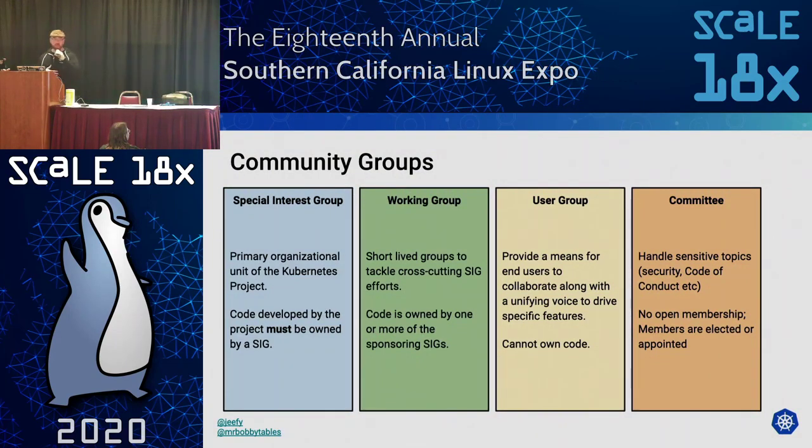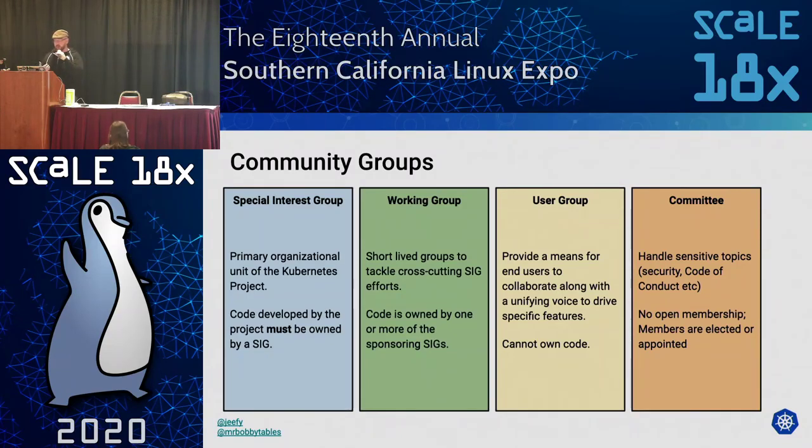So within the Kubernetes project, we have 4 different groups. Special interest groups, SIGs, are the primary org unit used by the project. They are the only group that can actually own code within the project. Any repo or code base must be owned by a SIG. They can also further delegate ownership of code to SIG-owned subprojects that will have their own set of owners. But they still go back up to that parent SIG.